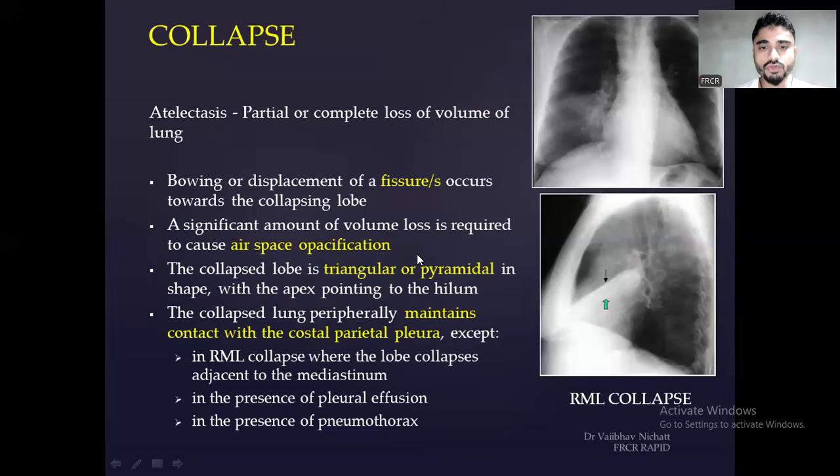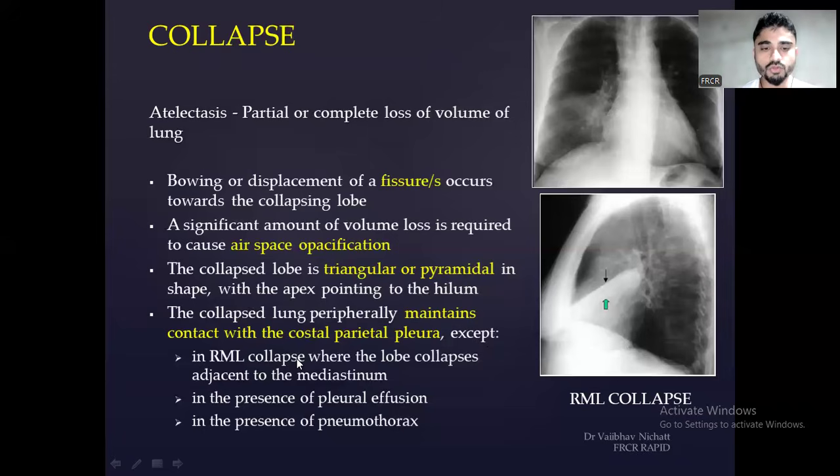Then a significant amount of volume loss is required in order to cause airspace opacification. Subsegmental atelectasis, subsegmental collapse, is difficult to identify on the radiograph, but if there is a complete lobe collapse of the lung, then it will be easy for you to identify. And even in the examination, you will be getting a complete lobar collapse. Okay, then the collapsed lobe will be triangular or pyramidal in shape with the apex pointing towards the hilum. And the collapsed lung peripherally should maintain its contact with the costal parietal pleura except in these three conditions.